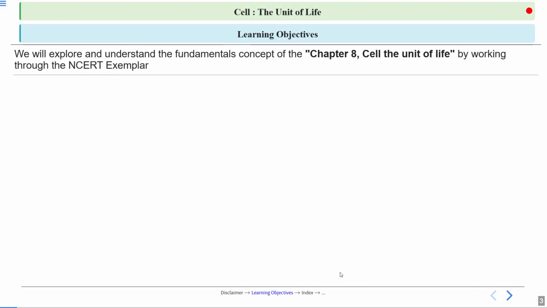Learning objective. So, we will explore and understand the fundamental concept of Chapter 8, the Cell the Unit of Life, by working through the NCERT Exemplar. While we are solving the NCERT Exemplar questions, we will build up our fundamental concepts related to this chapter, right? So, solving these questions is very, very important.